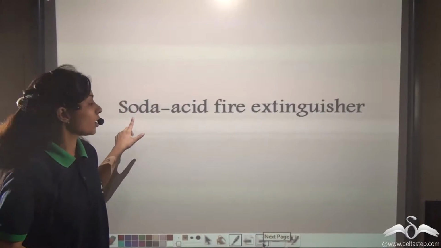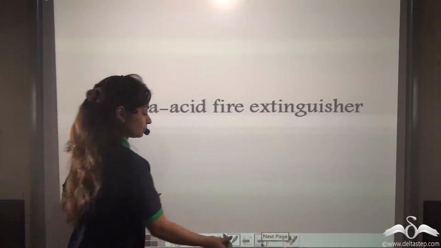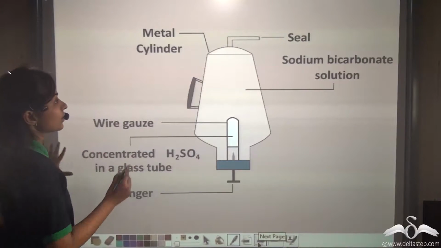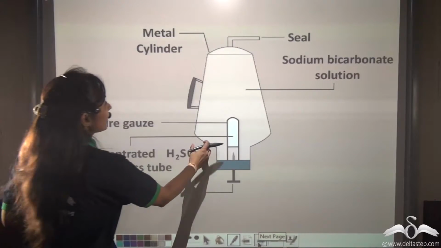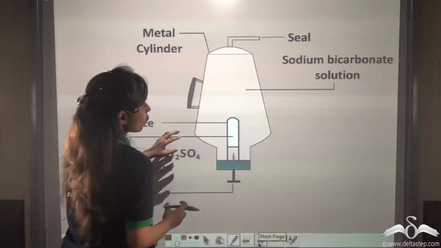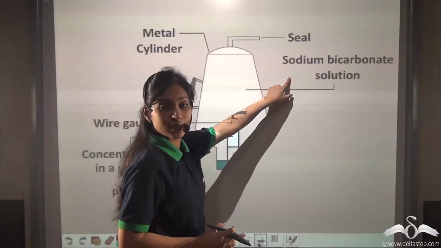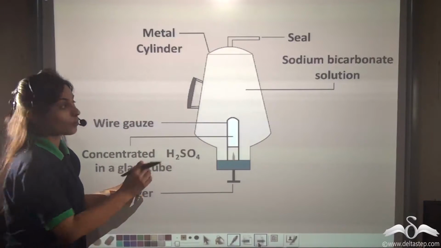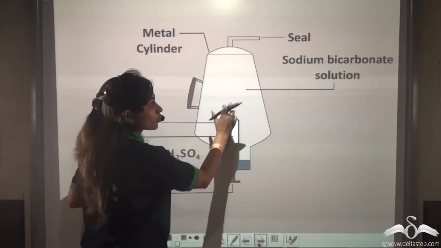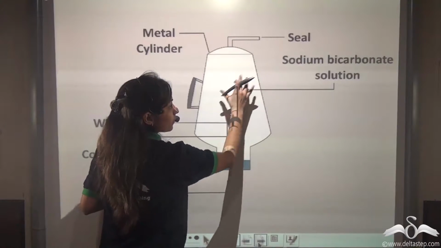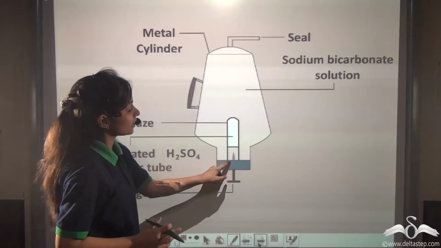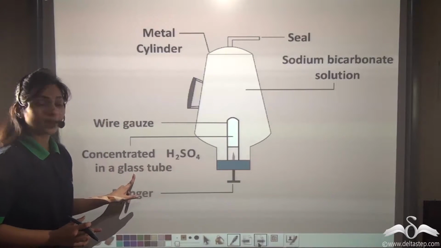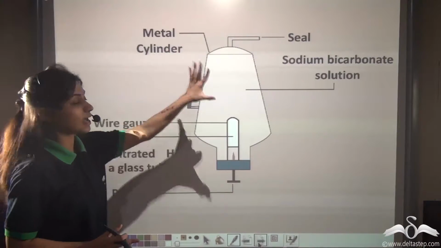First, let us see about soda acid fire extinguisher. Well, the soda acid fire extinguisher is something like this. It has a metallic cylinder which contains saturated sodium bicarbonate solution and concentrated sulfuric acid, both in separate chambers. So outside there is saturated sodium bicarbonate solution, and here there is one sealed glass tube which contains concentrated sulfuric acid. Now you can see this is the apparatus.